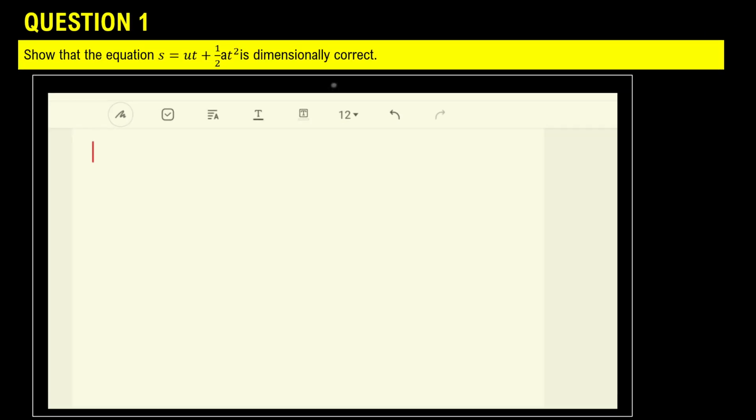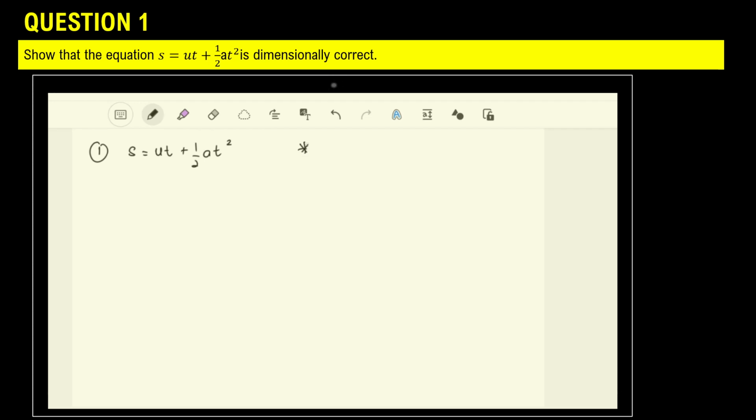Alright, let's discuss the first question. Show that the equation S equal to UT plus half AT squared is dimensionally correct. So we have S is equal to UT plus half AT squared. In order to check whether the equation is dimensionally correct or not, we need to compare both sides. Both sides must have the same dimension.